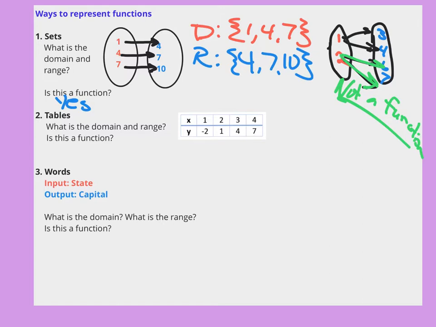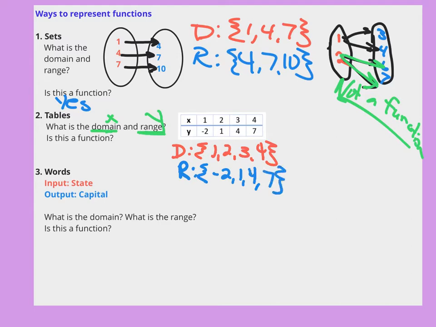So another way to represent a function is to look at a table. A lot of times we're given a table of values. First up, we're asked to determine what the domain and range is in this particular table. So the domain, remember if we go back to our definition, the domain is going to be the x's and the range is going to be the y values. So here, my domain, my input or my x's will be the set 1, 2, 3, and 4. My range, the set of outputs or my y's, are going to be -2, 1, 4, and 7.